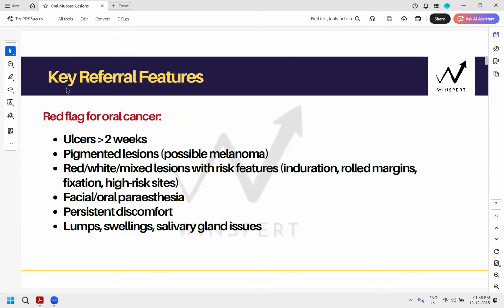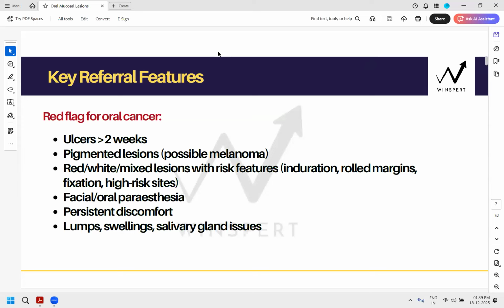So can you memorize all these red flags? Now these are the red flags. Ulcers lasting 2 weeks, pigmented lesions, red, white, mixed lesions with risk features, induration, rolled margins, fixation and high risk sites. High risk sites include lateral border of the tongue and floor of the mouth, facial and oral paresthesia because nerve involvement indicates malignancy, persistent discomfort without any obvious cause, lumps, swellings, and salivary gland involvement. These are your red flags. Okay?